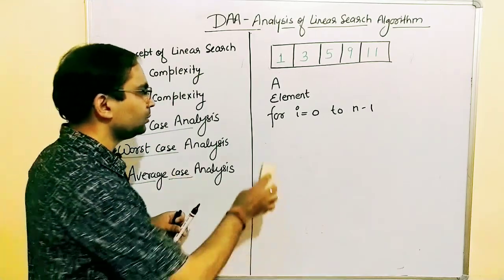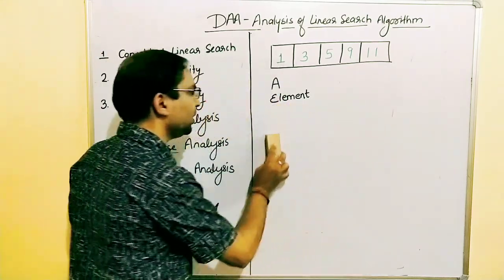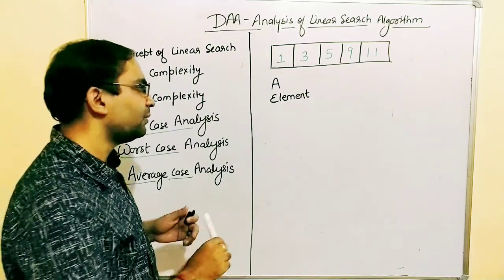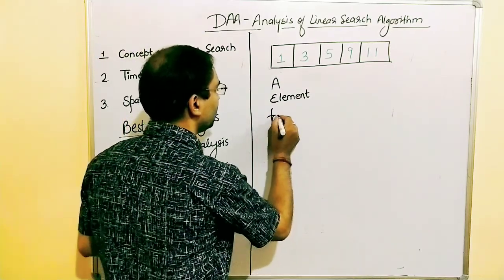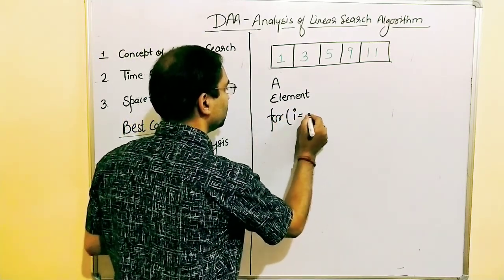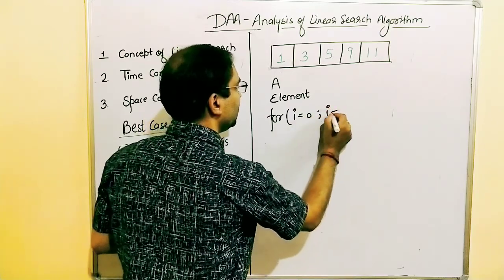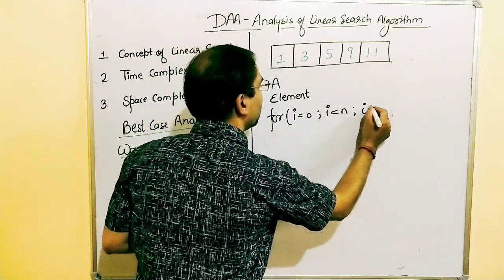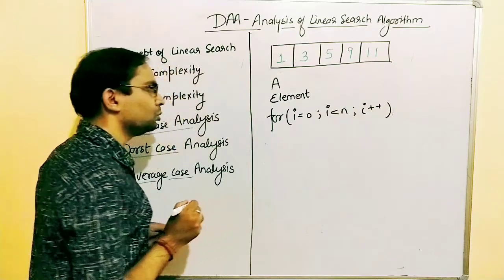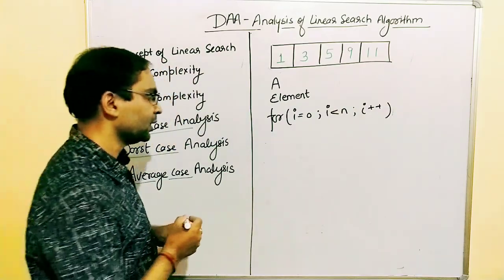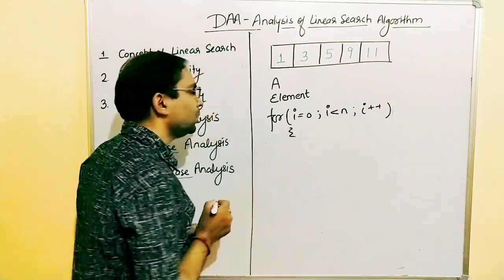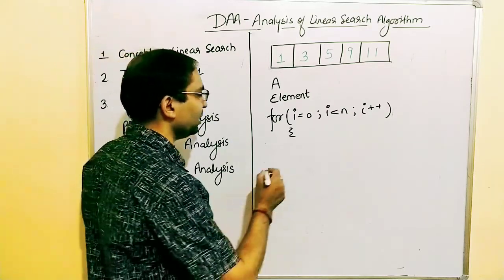Let me write it in a proper loop fashion that you use in C or Java programming. We'll write: for i = 0; i < n; i++. We used to write the loop for the linear search like this. And inside this curly bracket, we simply compare the elements.